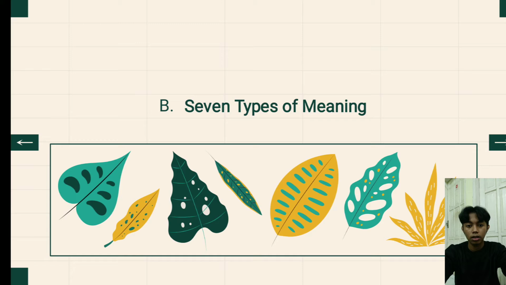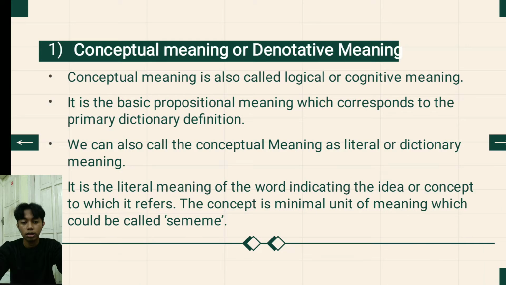So 7 types of meaning, but I will just explain the first one. The first one is conceptual meaning or denotative meaning.